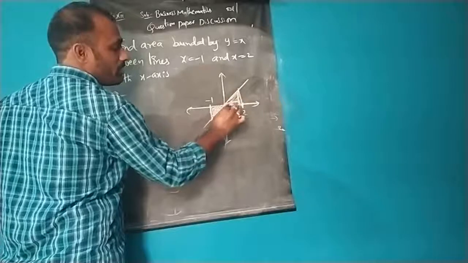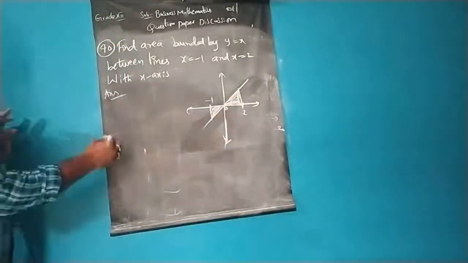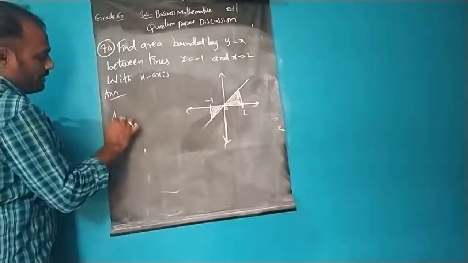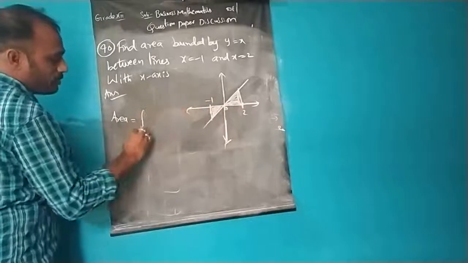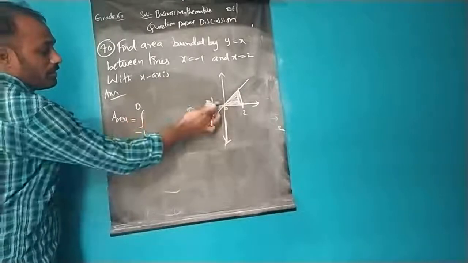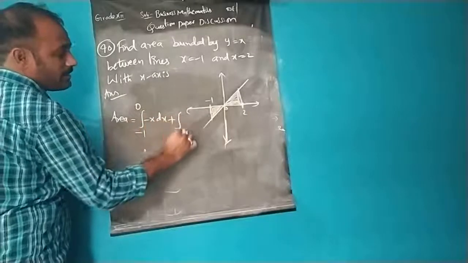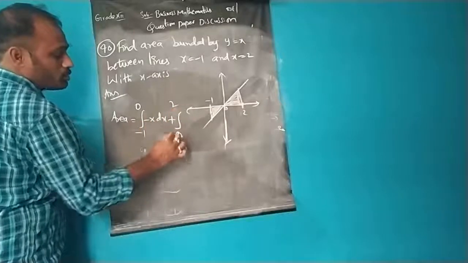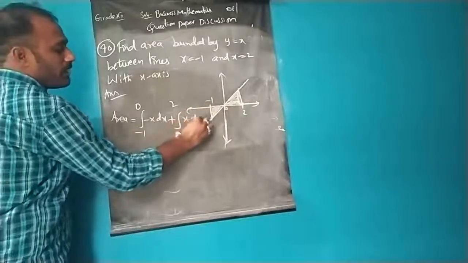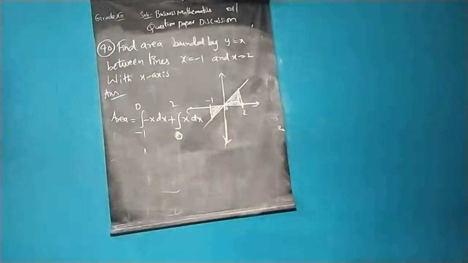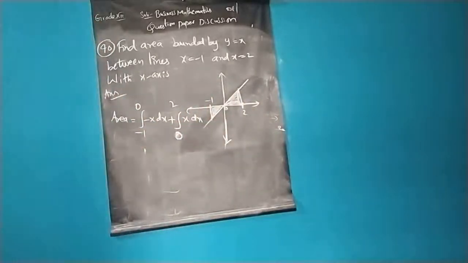So definitely we know here 0, with the x-axis it is doing. Now the area bounded by this region: first it is going from minus 1 to 0. So integral minus 1 to 0, since it is having a minus value, minus x dx, plus integral 0 to 2, starting from 0 and going to 2, positive x dx. So your negative value of x, there positive value of x.